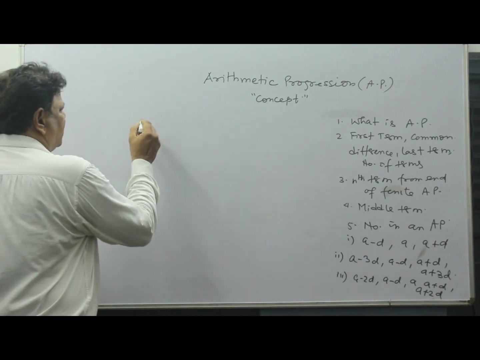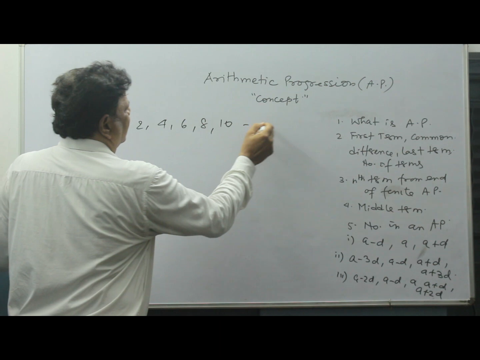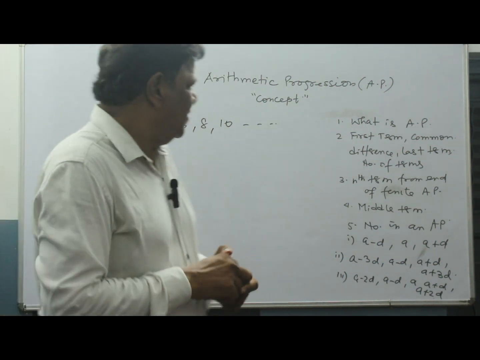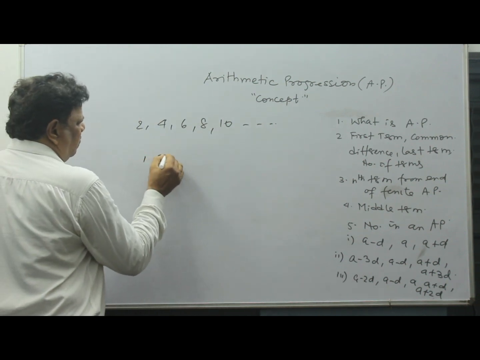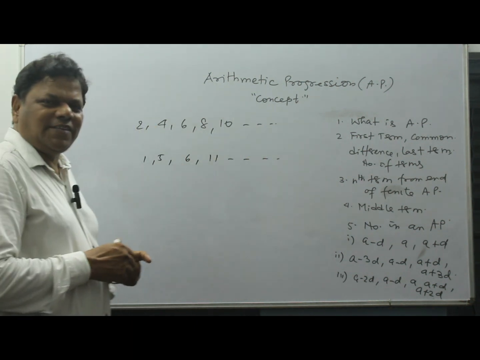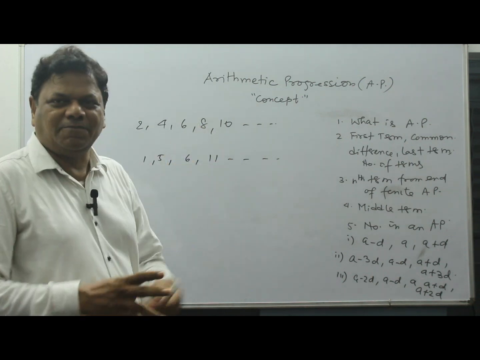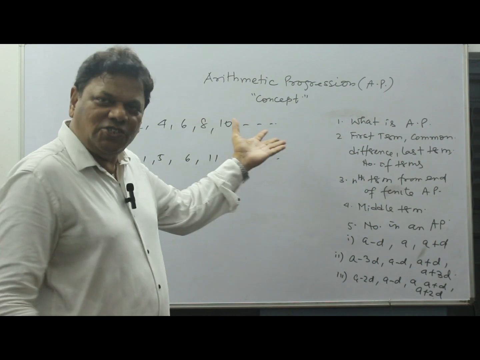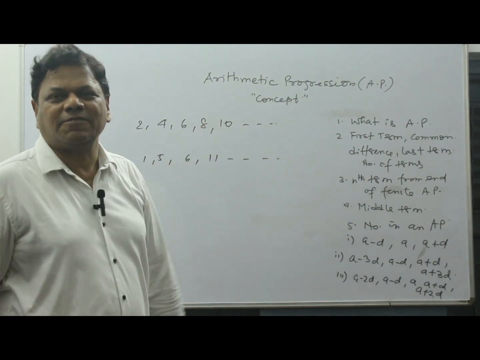I am writing 2, 4, 6, 8, 10. So I will say this is one series written, and another one I am writing here: 1, 5, 6, 11. Now I will say which one is AP and which is not AP. Just understand the example, which is an AP series and which is not an AP series.